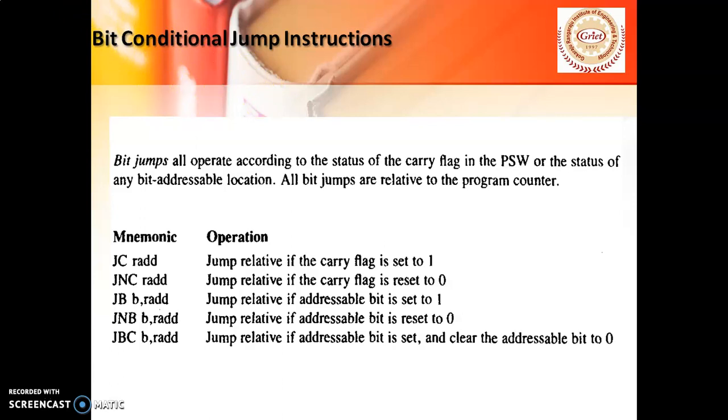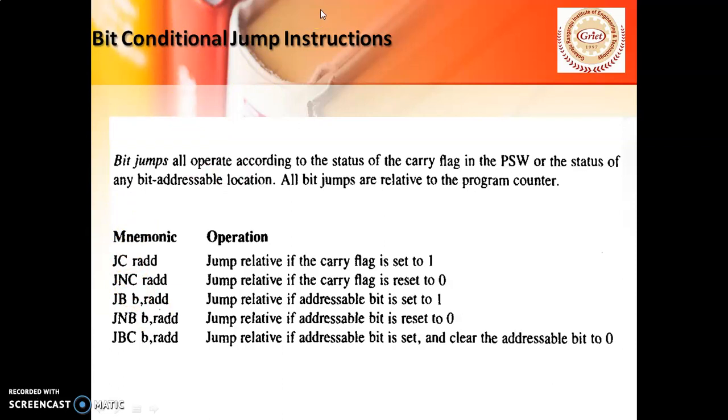Now, if you go with the bit conditional jump instructions, we will have mnemonics related to the bit conditions, but everything starts with J, that is jump, followed by the label name. The label name talks about the address. It has to go to that address and execute the instructions present at that particular address location. So here the instruction is a conditional jump instruction.